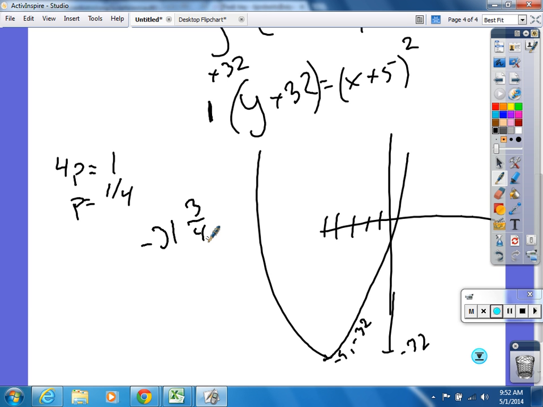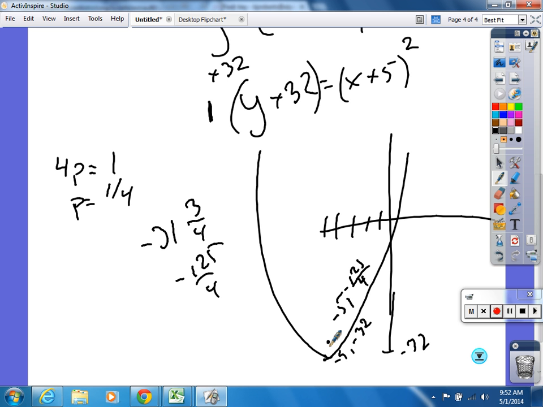But how do we write that as an improper fraction? Bottom times whole, then add. We all know how to do that process of going from mixed numbers to improper. So that's 124 plus 3, which is going to be negative 125 fourths. So that point is right here, and that point is negative 5 comma negative 125 over 4. That's where the focus will be. It's just up a quarter, right?